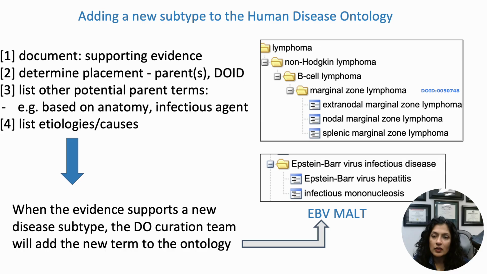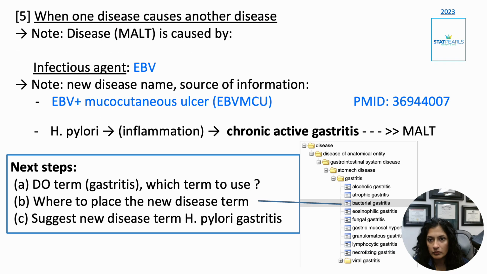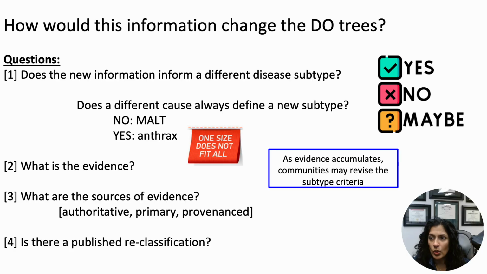At that point, the new disease subtype will be added to the ontology by the DO curation team. You want to be very explicit about which terms to use and where to put the new disease terms within the DO. The different questions you want to consider while doing your research are whether the new information impacts classification, whether you need to add new disease subtypes, how strong is the evidence behind them, what are the sources of evidence, and is there an actual published classification by consensus groups.